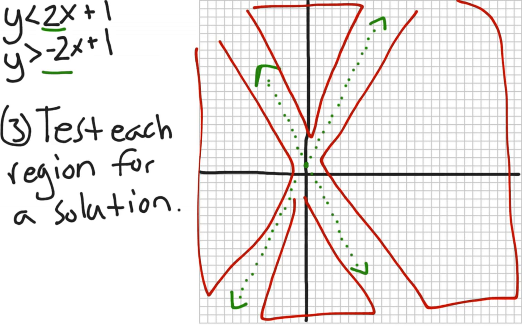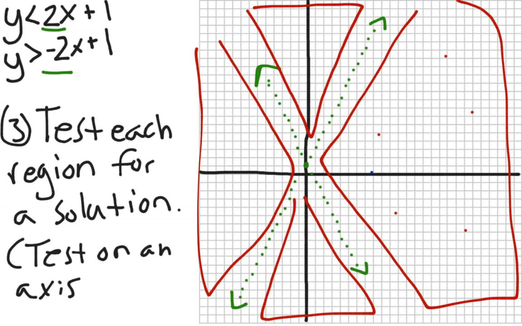Now there's a lot of different possibilities in these regions of points I could test. I could test that point, or that point, or that point. But I want to make a smart decision. I want to choose a point that is going to be easy for me to test. And those are going to be points on the axes. And the reason why that would be an easier point is because x or y will equal 0. So let's make a note. Test on an axis. It's easier.